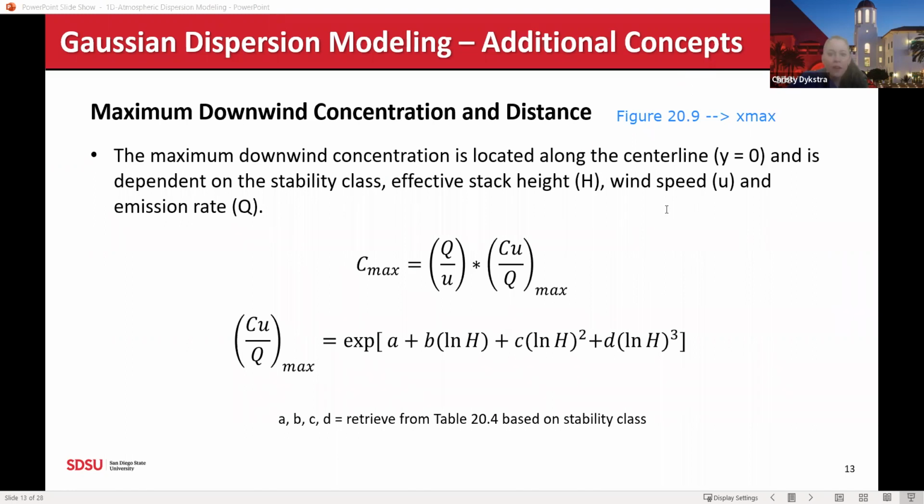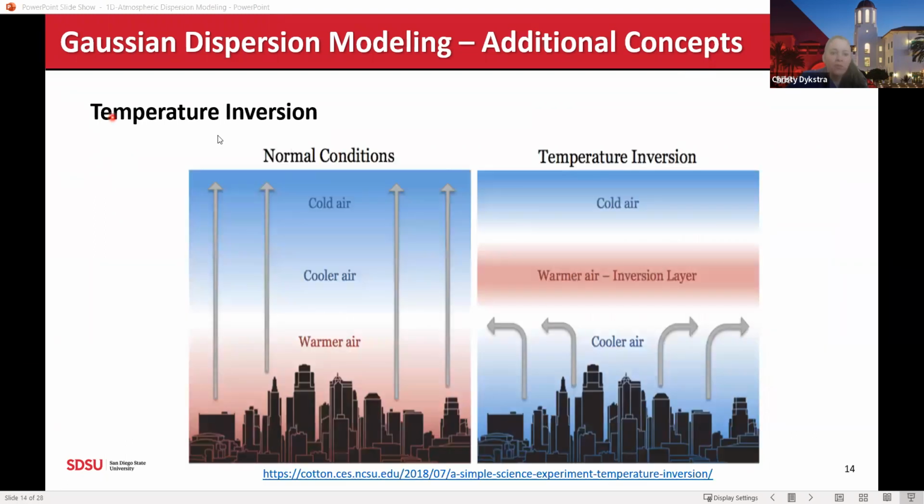So, all right. Next up, we're going to talk a little bit about temperature inversions. This is an important concept, especially for modeling what happens with these pollutants that come out of the stack. You'll also remember that these temperature inversions are the cause of a lot of those tragedies that we talked about the first day of class.